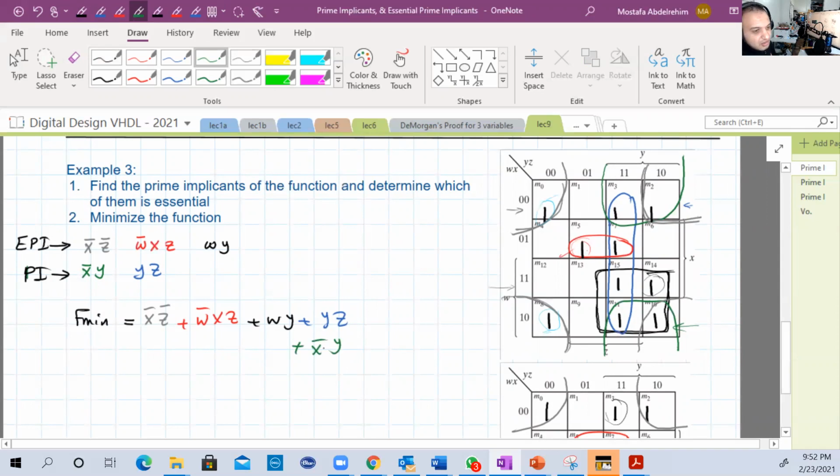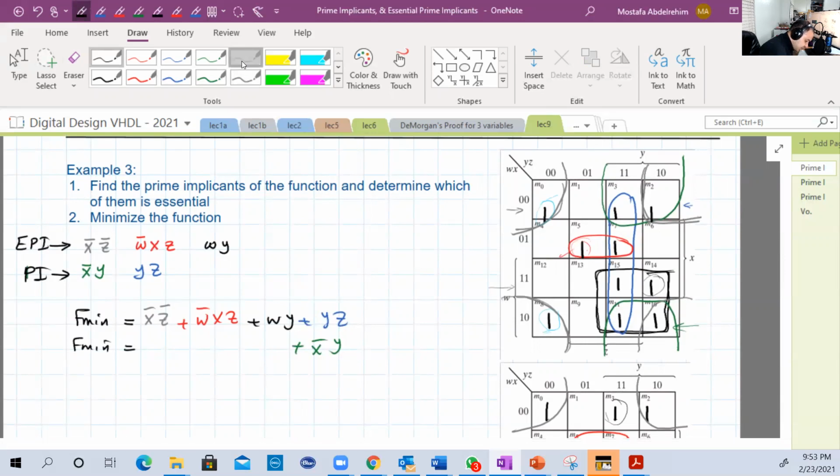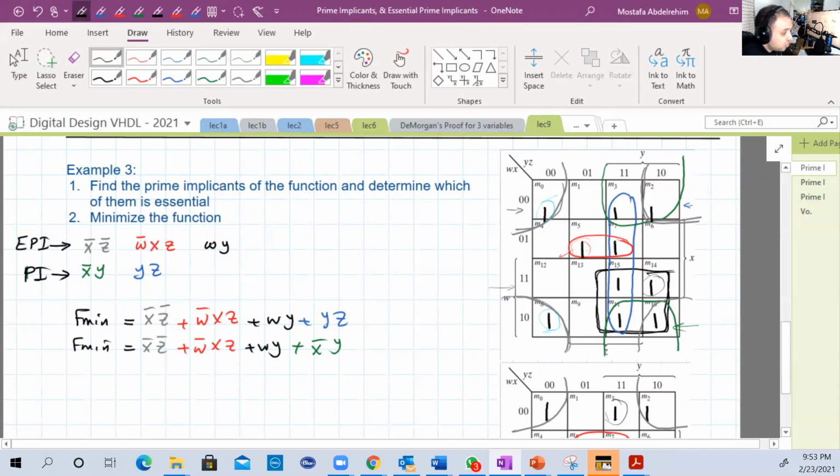Both are correct. Both are optimized. You can go with either of them. So F minimum can be, let's write it again here, either the first solution or the second solution, which is basically the first one with just one term changed, and both are equal. Okay, so let's take another example.